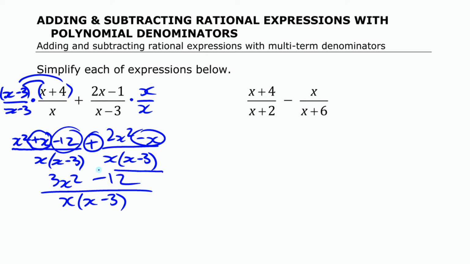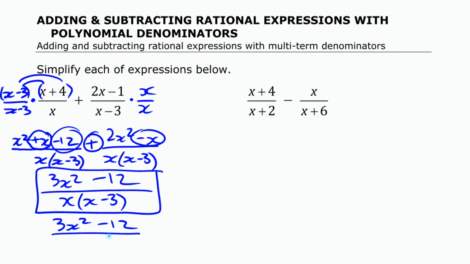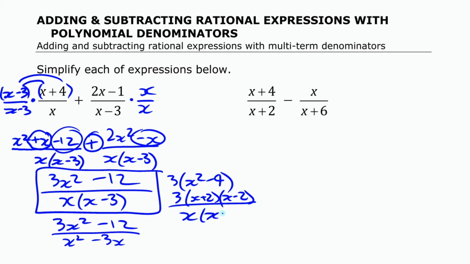Now, this is fine to leave like this. If you don't like it that the bottom is factored and the top is not, you're welcome to factor the top so it matches, or multiply out the bottom so it doesn't. Like you could leave this as 3x squared minus 12, and you could make the bottom x squared minus 3x if you want, or you could factor the top. If you factor the top, there's actually a couple steps of factoring because it would be 3 times x squared minus 4, and then the x squared minus 4 could be x plus 2, x minus 2. So if you wanted to, you could make it that over x minus 3.